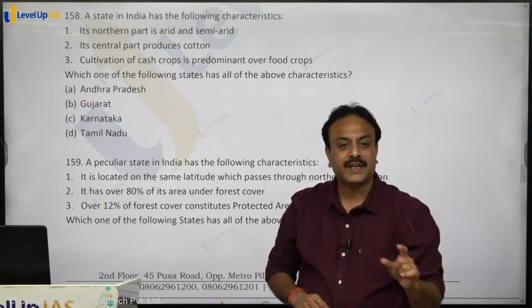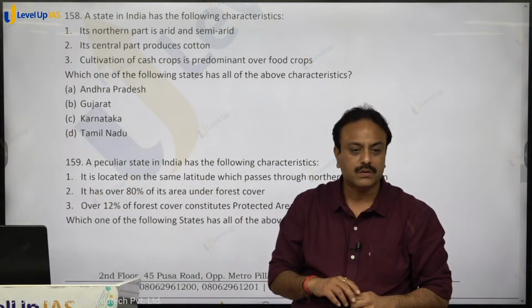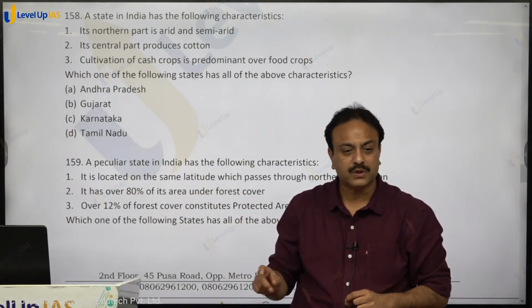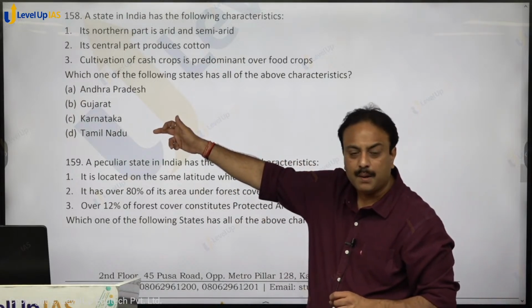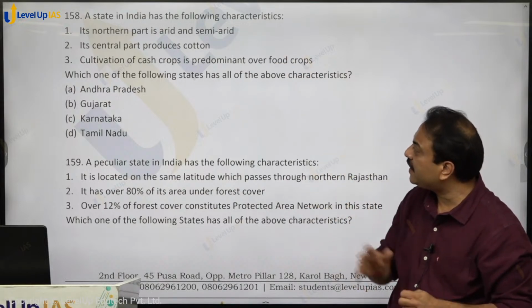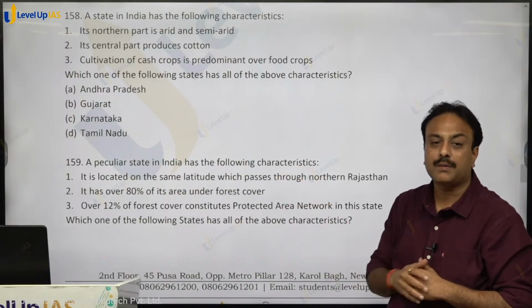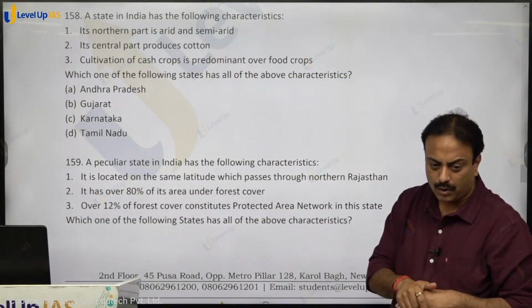In the Köppen climatic classification, that is BSHW. Capital B, capital S, HW, semi-arid, steppe type of climate. That is present in northern Karnataka. But when it comes to production of cotton, it says the central part produces cotton. It is not the central part, it is the northern and northeastern part that produces cotton. So Karnataka has to be ruled out.